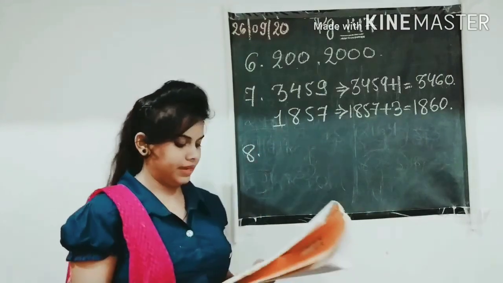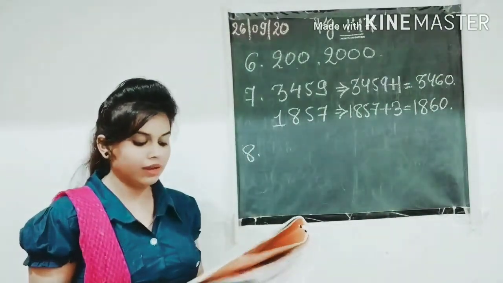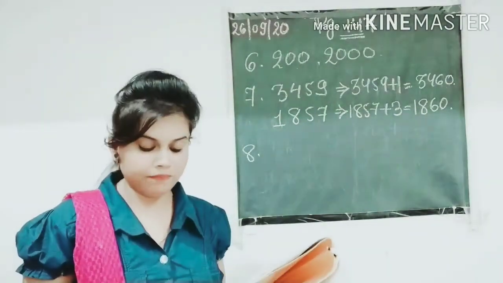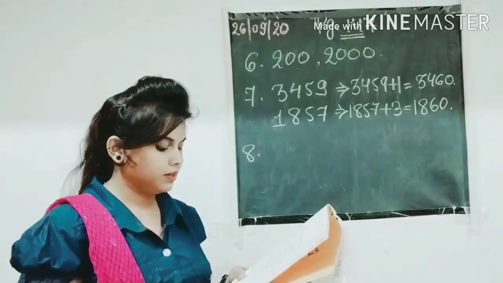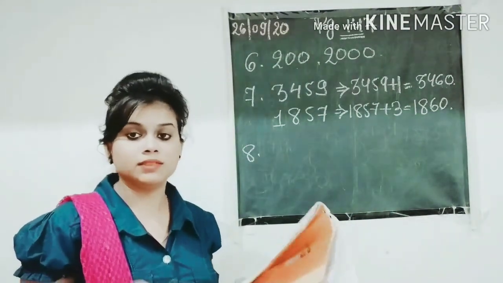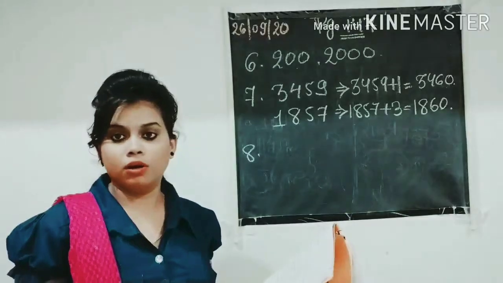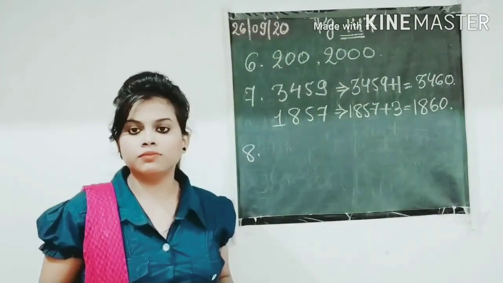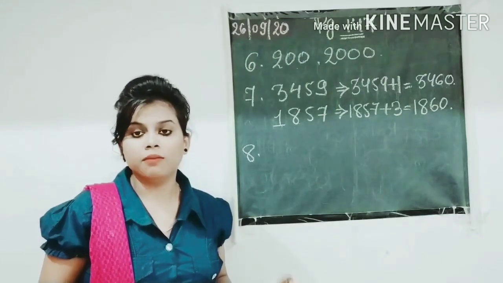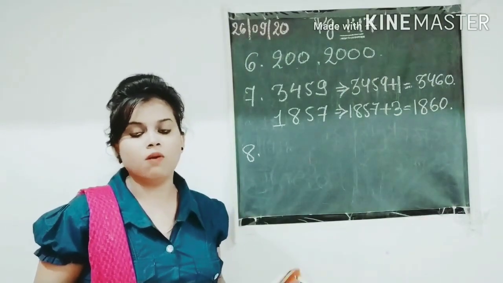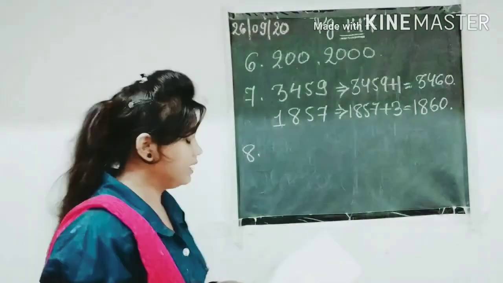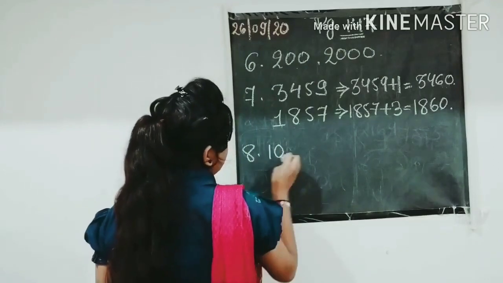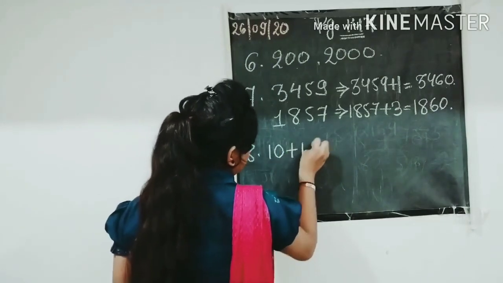Last question, question number 8. Write down any two numbers divisible by 5. Find their sum and then will the sum also be divisible by 5? We have to check whether the sum is also divisible by 5 or not. First take any two numbers which are divisible by 5. The divisibility condition for 5 is that the number must end with 0 or 5. So take any two numbers. We can take one number which ends with 0 and another number which ends with 5.